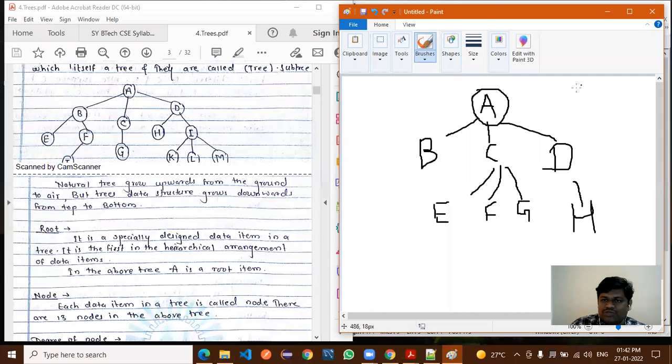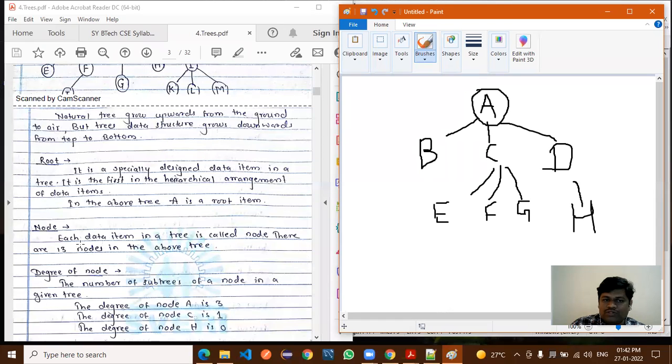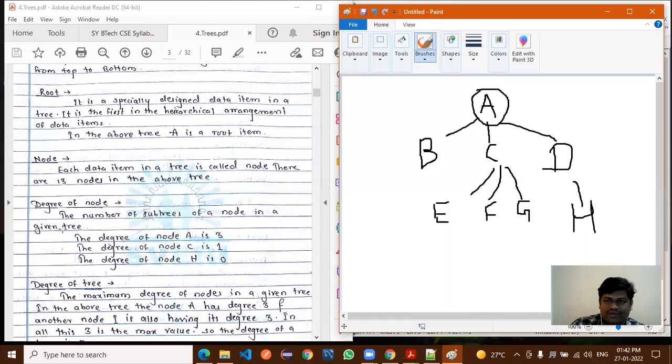Now root, we are calling. Root means this is the root. Now what is meant by node? Each data item in a tree is called a node. So how many nodes are there in this diagram, the diagram I have drawn in Paint? 8 nodes. How many nodes are there? 8 nodes. Good. Now, degree of the node: the number of subtrees of a node in a given tree.